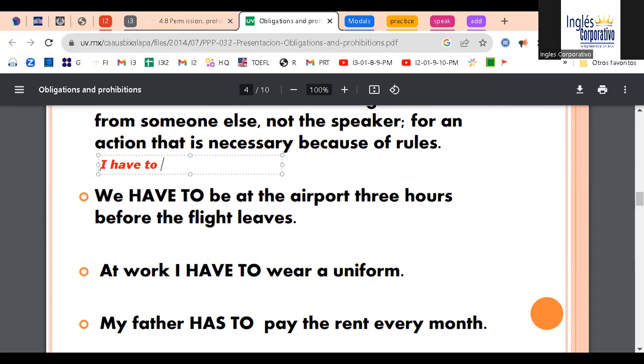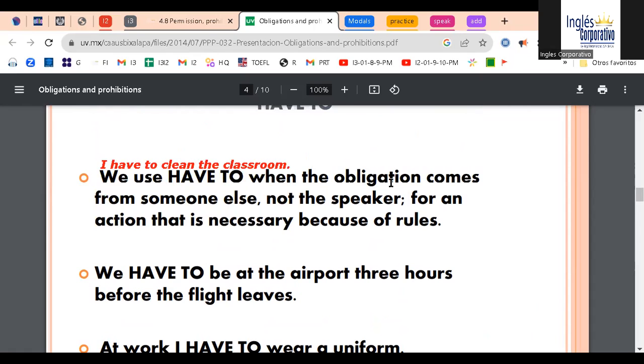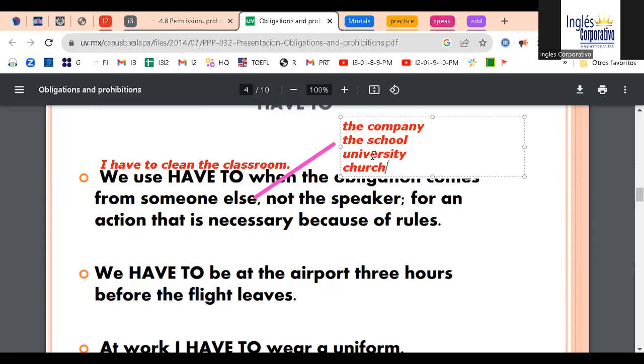Yes or no? I have to clean the classroom every day. So that is something that you are required, that you're asked to do. Okay. So remember, when the obligation comes from someone else, this someone else can be the company that you work for, the school, anything else, a university, office, the church. Somebody, an office, someone that has authority over you, right?